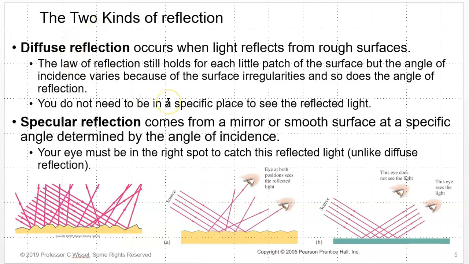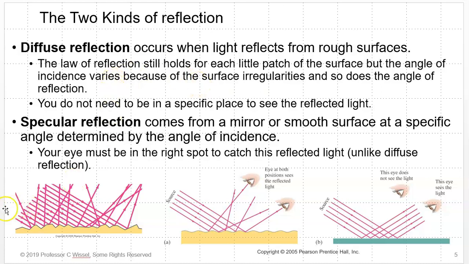Okay, now there's two basic kinds of reflection. Diffuse reflection occurs when light reflects from rough surfaces. The borderline for rough and smooth is if the size of the rough patches are less than 1/10 of the wavelength of the light, then the surface will act as if it's smooth. So that's the way you can tell that.